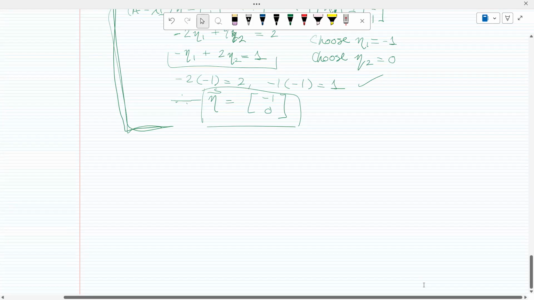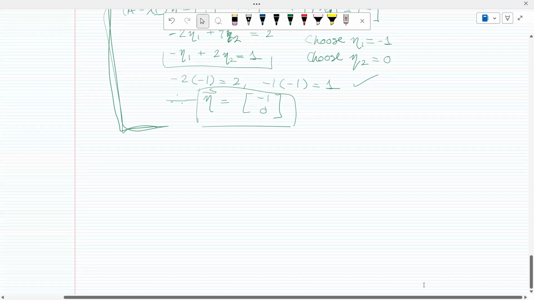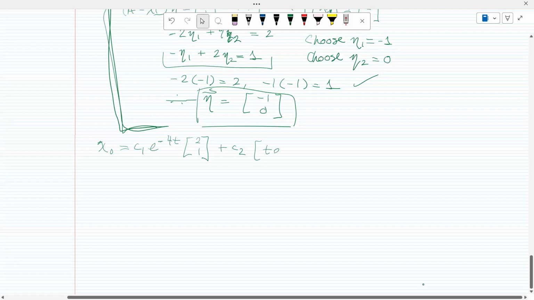Okay. And so our general solution for our homogeneous system will be c1 times e to the negative 4t times (2, 1), plus c2 times t e to the negative 4t times (2, 1), plus e to the negative 4t times (-1, 0). Okay.